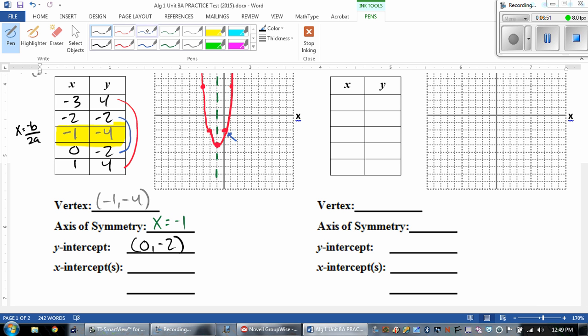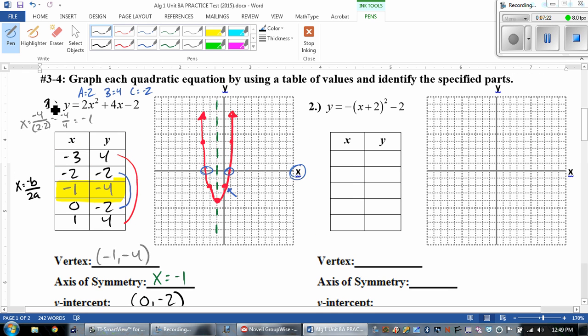And for the x-intercept, remember, it's where it crosses the x-axis. So I'm going to say that that's at the point -2.5, comma 0, and 0.5, comma 0. And remember, if we're guesstimating, if we're not 100% sure, put the squiggly marks, okay? All right.